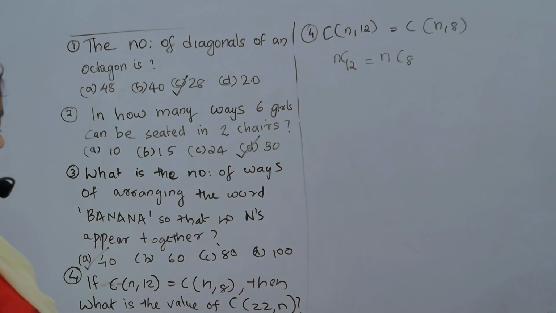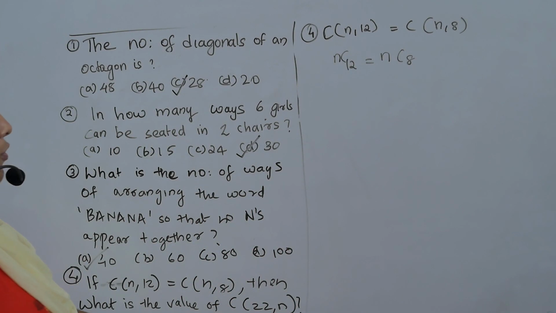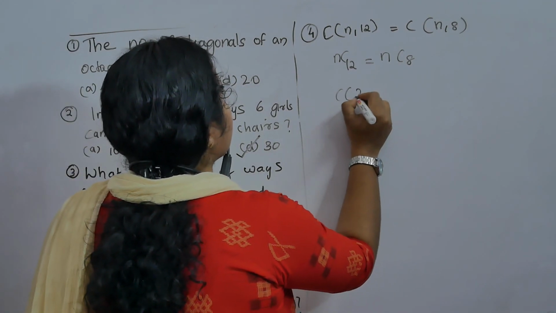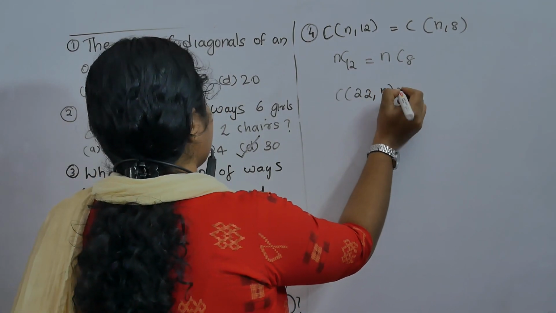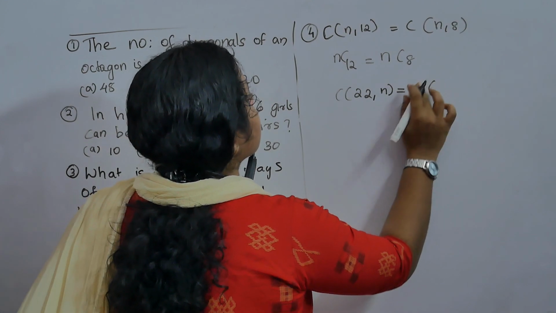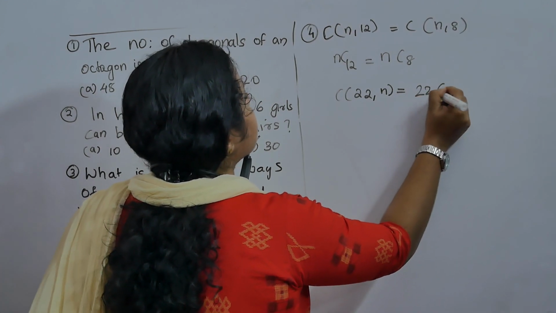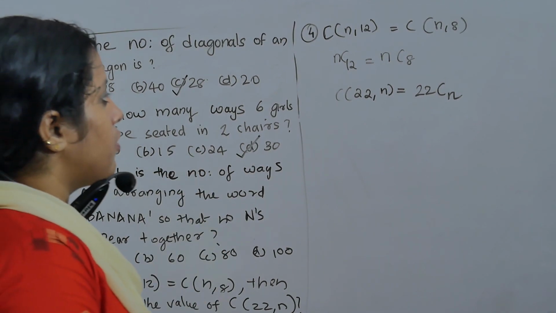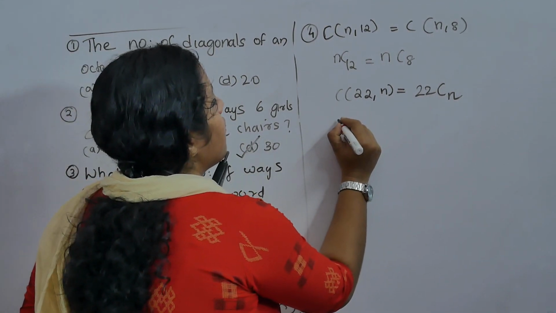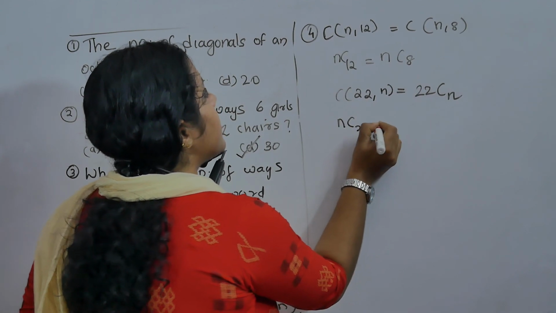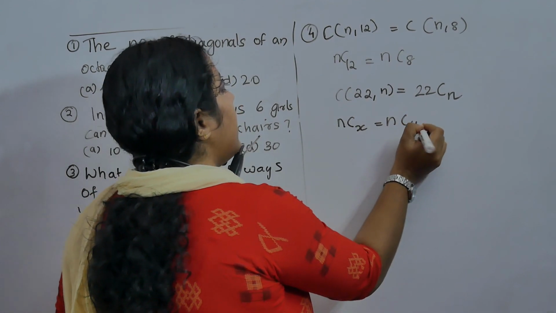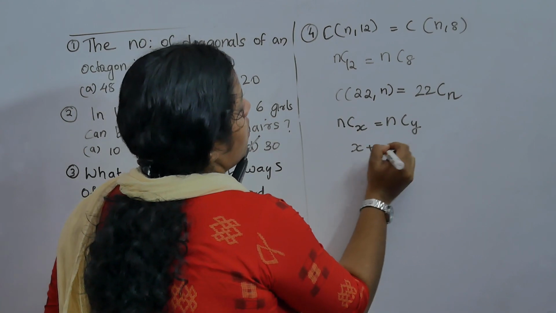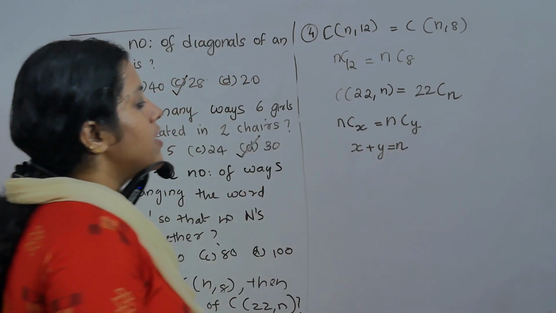Now what you need to find? You need to find C(22,n), that is 22Cn. This is what we need to find. Remember we have studied one formula for this, that is if nCx is equal to nCy, then x plus y is equal to n. Remember this formula?